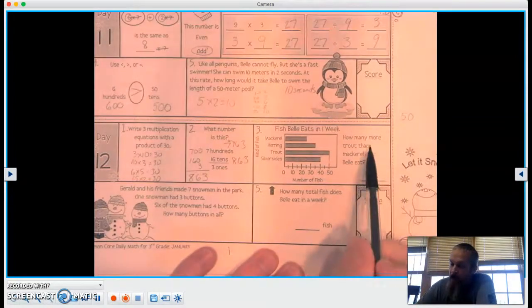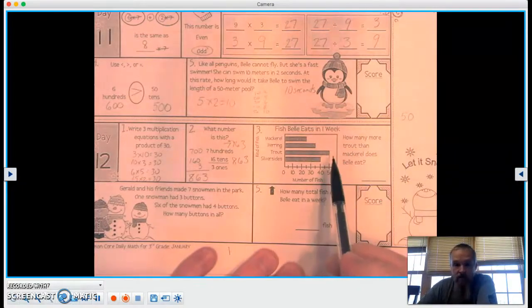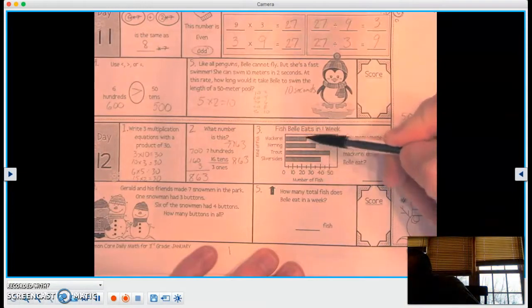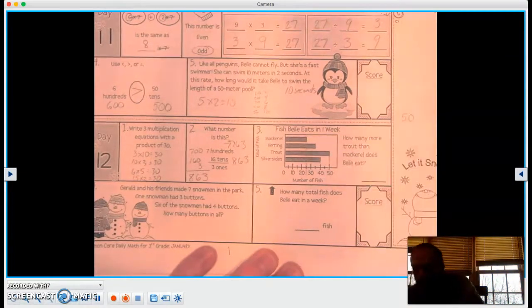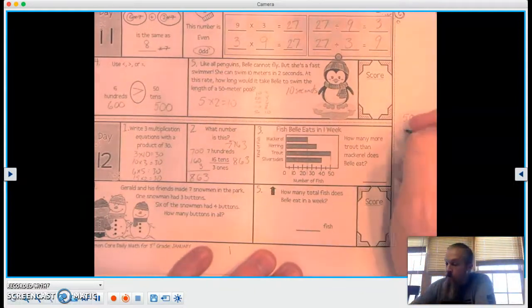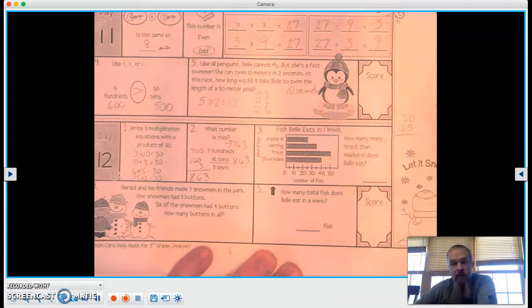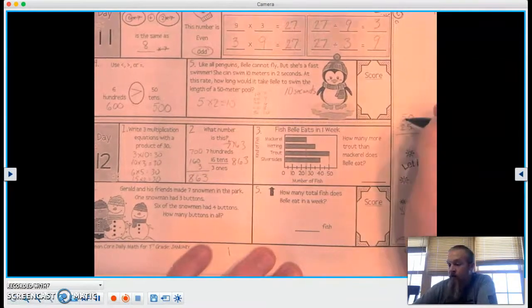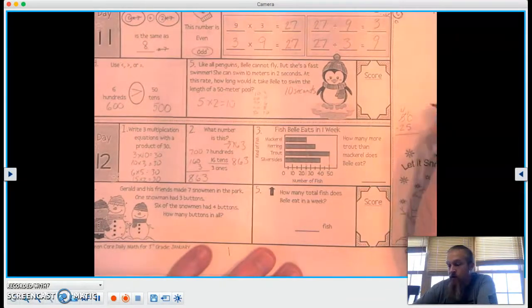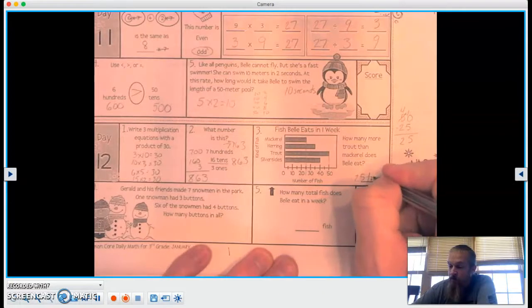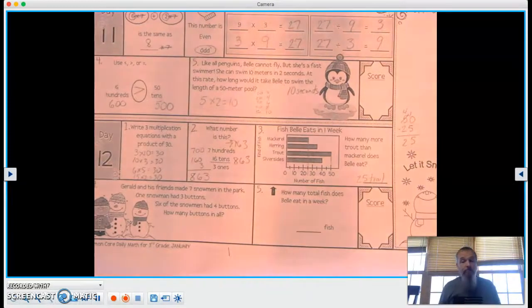Okay, and how many more trout than mackerel? Well, let's look at mackerel. Mackerel I see is right here in the middle at 25. Okay, so we're going to compare them, which means, let's subtract. 0 minus 5, there's more on the floor, let's borrow. 10 minus 5 is 5, and 4 minus 2 is 2. So Belle eats 25 more trout than mackerel.